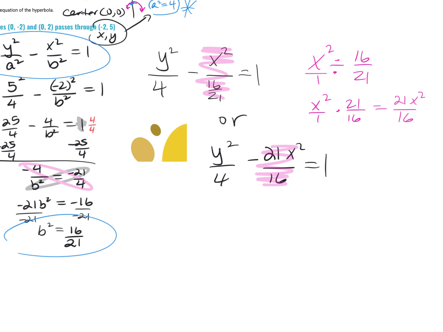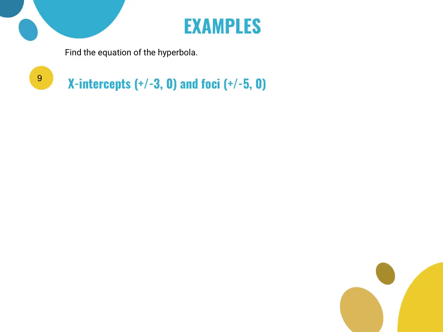Try another example. Next one. This time you're given x-intercepts. So again, let's give ourselves a visual. So I'm graphing -3, +3 on the x-axis. And then I'm also graphing the focus points at +5, -5. So I also have my focus points here.